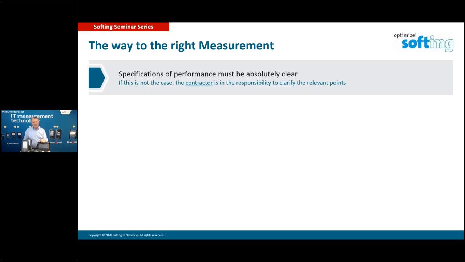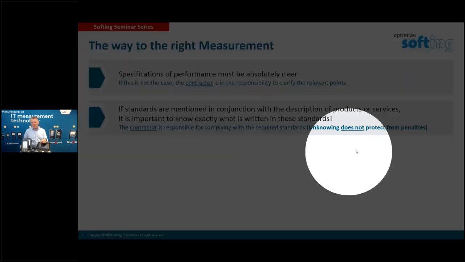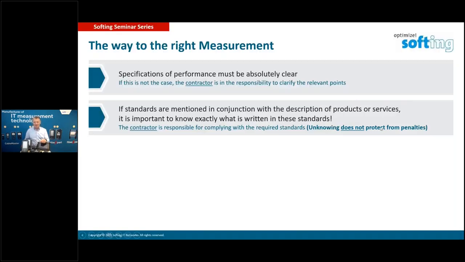The specification and performance should be, or must be, absolutely clear. I think that's an important thing, because the contractor is responsible to clarify the relevant points. By the way, not knowing does not protect from penalties, because if it is part of the contract that you have to use the standard, or to define the standard, or to measure against a standard, then you should know what is in there.